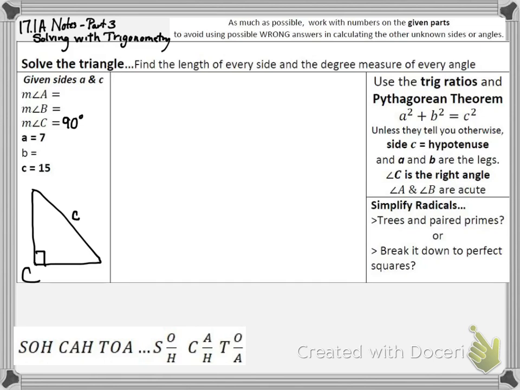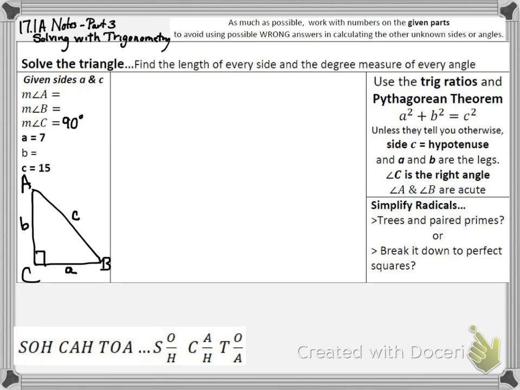It doesn't matter which of these other two angles we call A, which one we call B. I'll just call the top one A. The side opposite from A is lowercase a. I'll call this angle here B. The side opposite from angle B would be lowercase b. And then we'll look and see what kind of information we have about some of these other things.